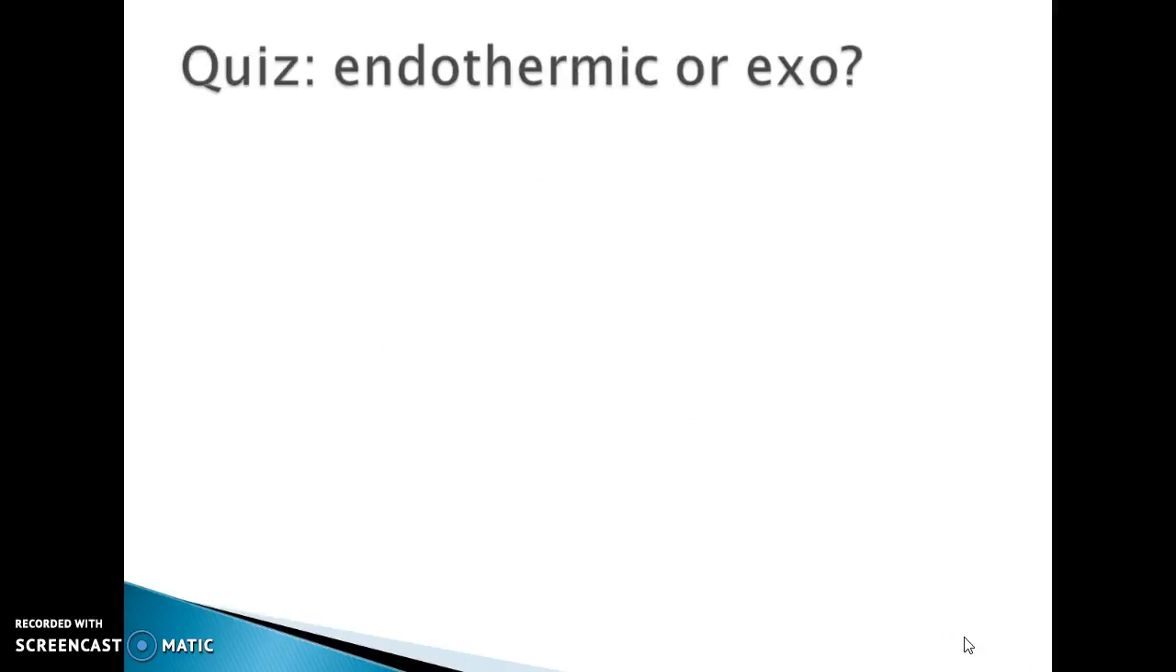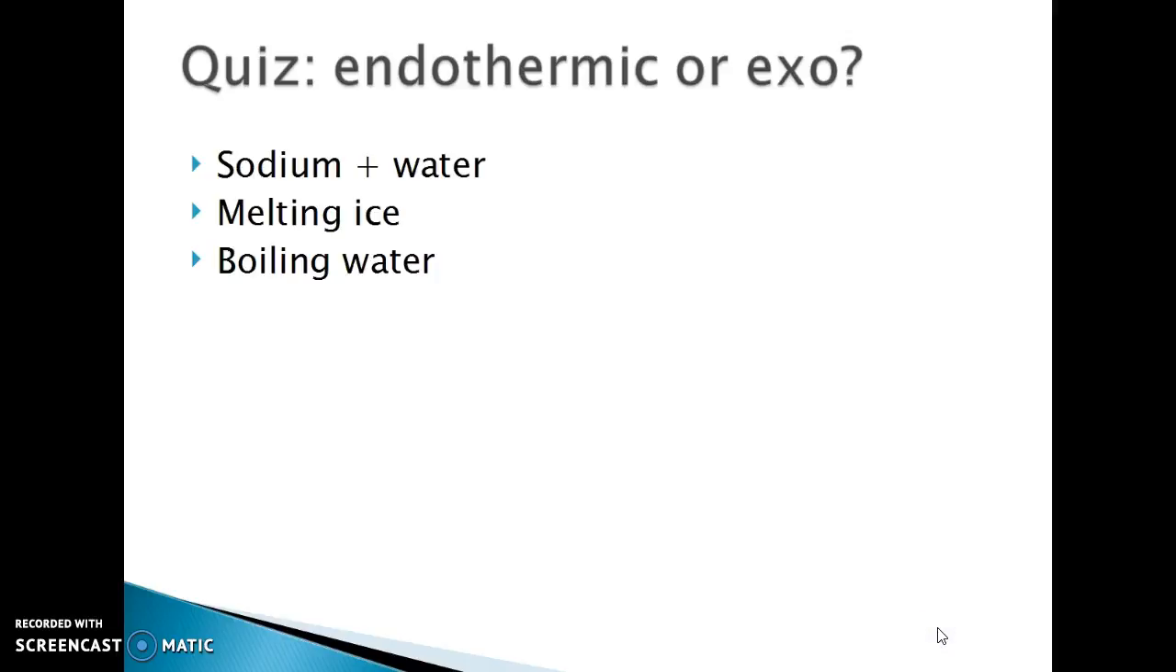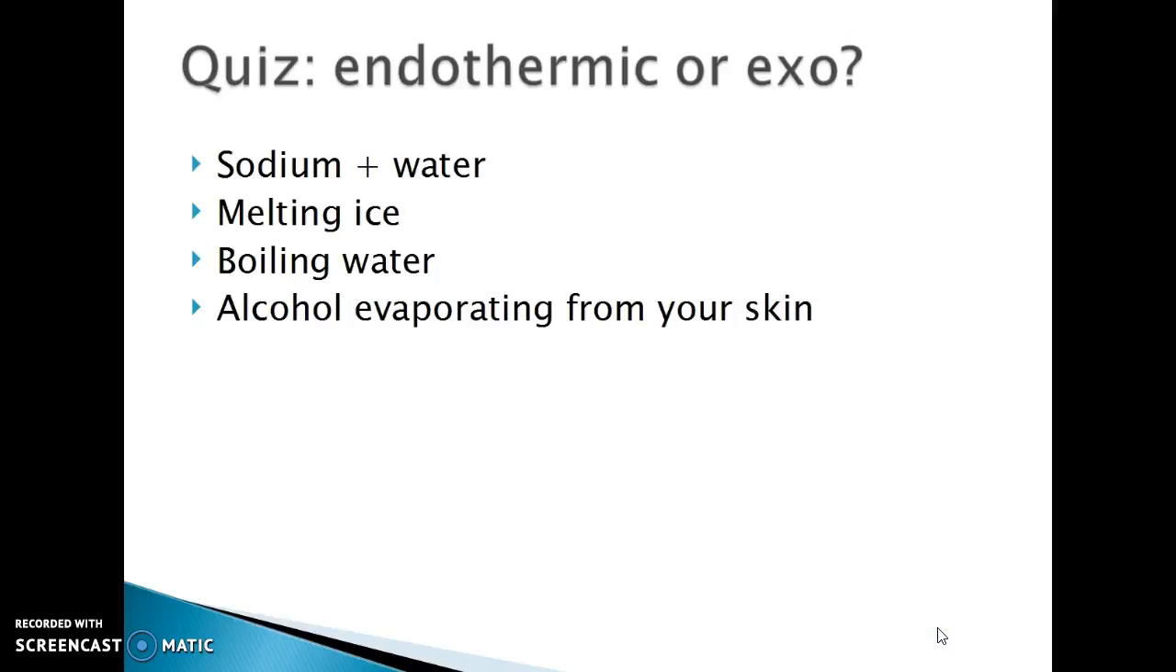So let's think now, based on your experience, whether the following changes are endothermic or exothermic. I'll read them off. You can write them down. Make your hypothesis as to whether they're endothermic, that is, the product energy is higher than reactant, or exothermic, the product energy is lower than the reactant, and then you can check your answers after you turn the video back on. Sodium reacting with water, ice melting, water boiling, alcohol evaporating from your skin.